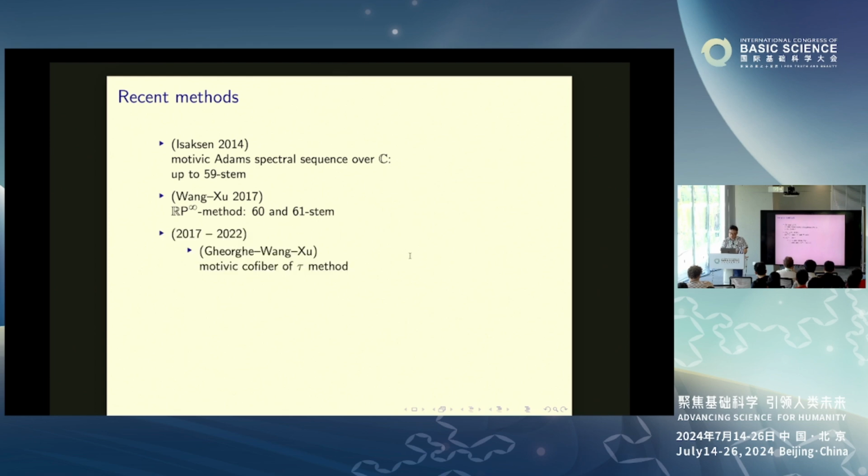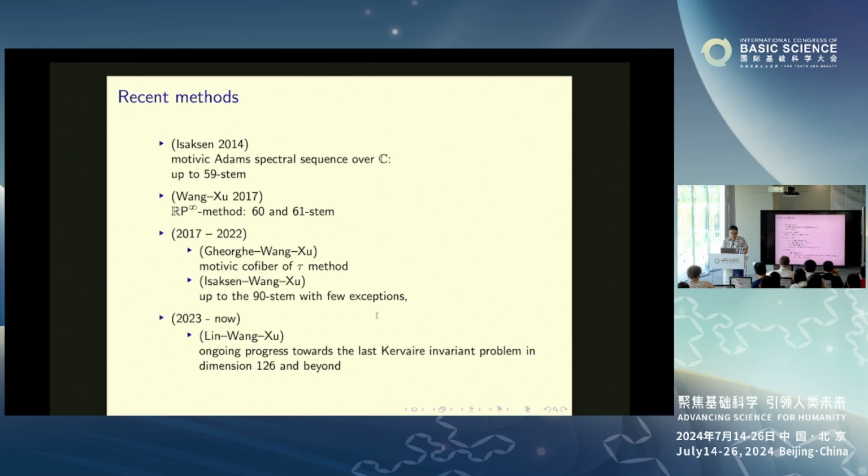Then later, together with Bogdan Gheorghe, we realized there's another motivic method based on Isaksen's method, but very different. This is what we call the motivic Kervaire method. And together with Isaksen, we computed up to the 90 stem with few exceptions. And more recently, together with Weinan Lin, there are some even newer methods, with which we get a lot more progress after 90, enough to determine what happens to the last Kervaire invariant problem in dimension 126.